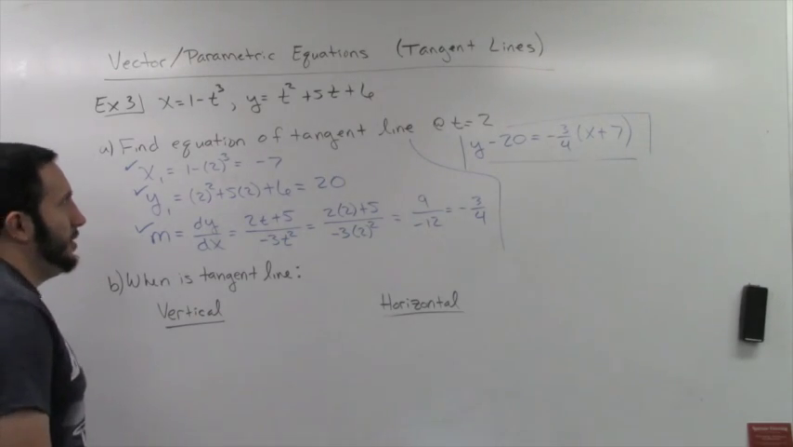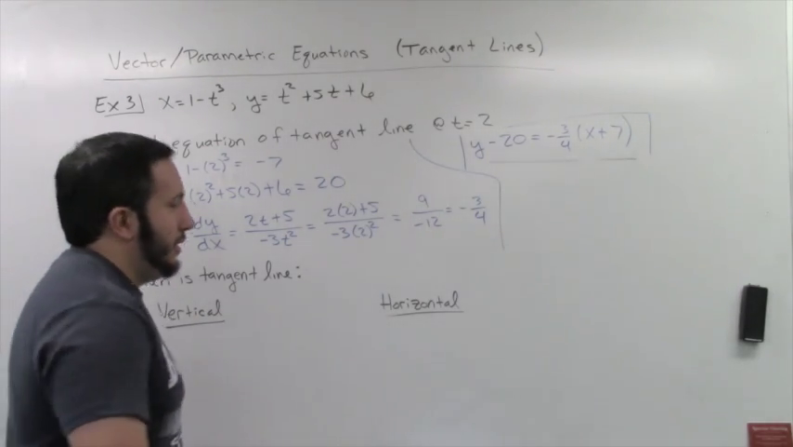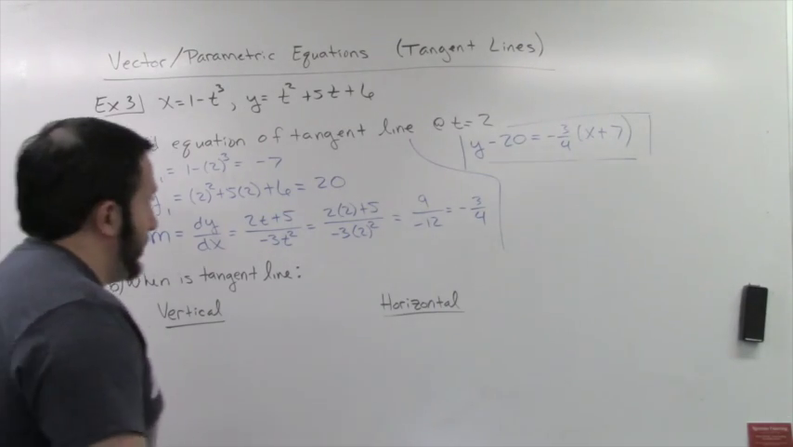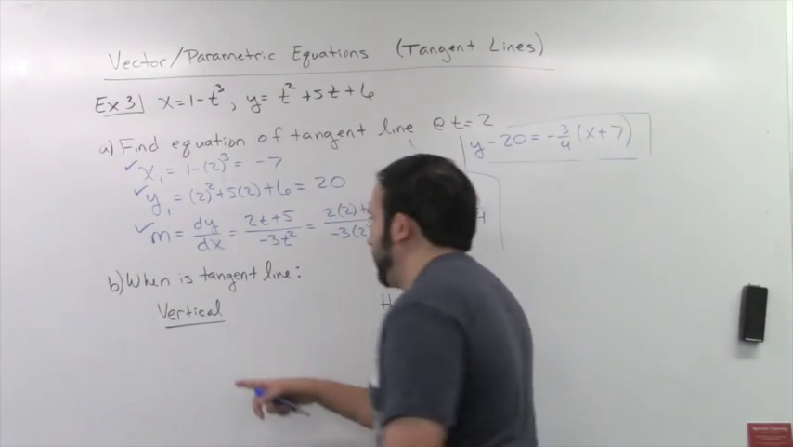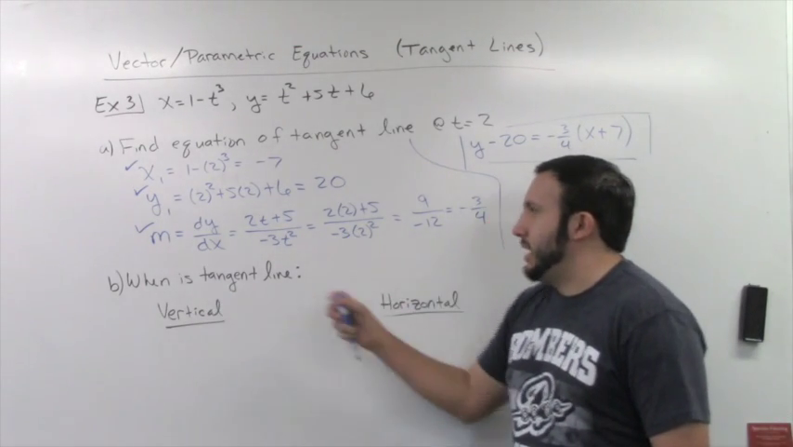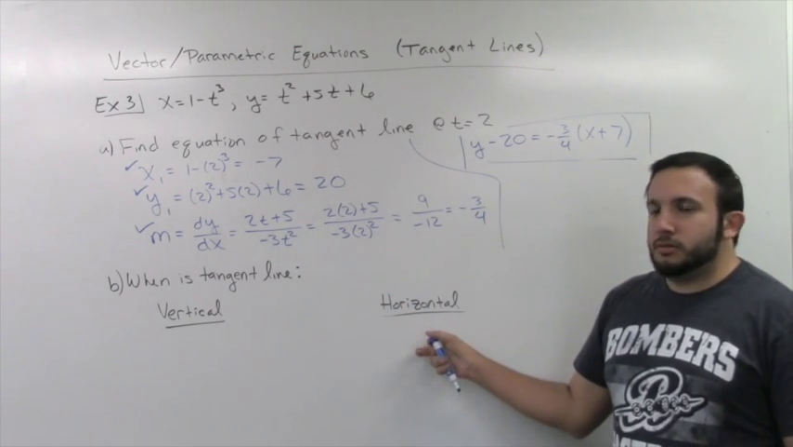Alright, so same thing. Equation of tangent line, just keep on doing the same thing: your x1, your y1, your slope. But sometimes you might get a question that looks like this, and it says, when is the tangent line vertical? And when is the tangent line horizontal?